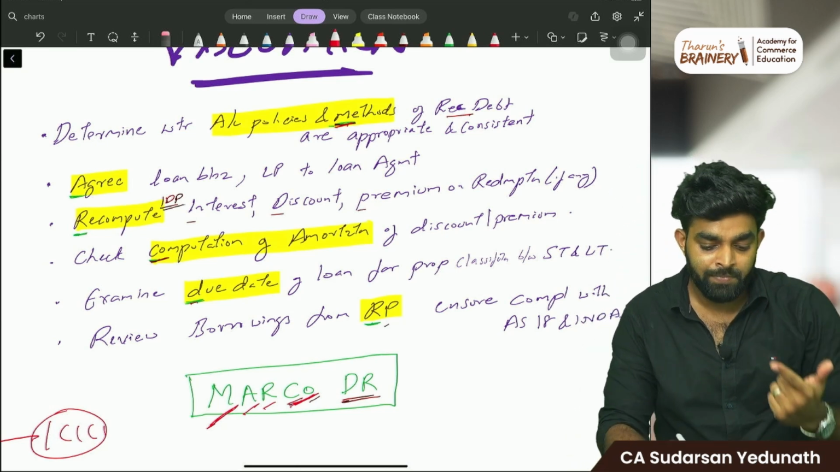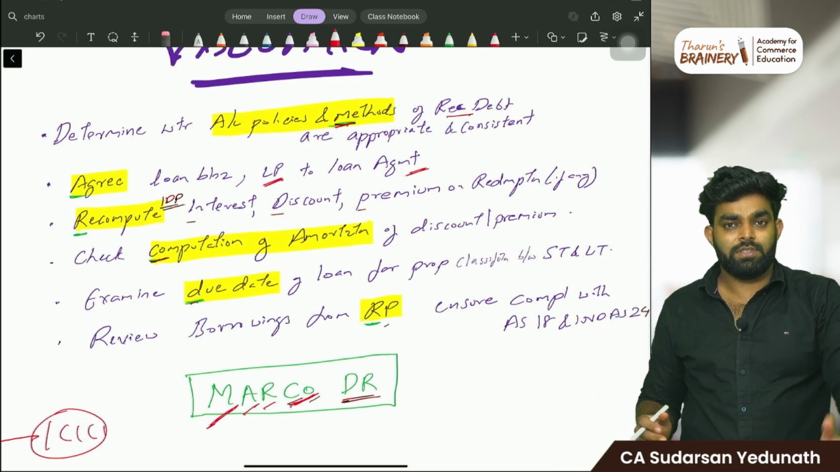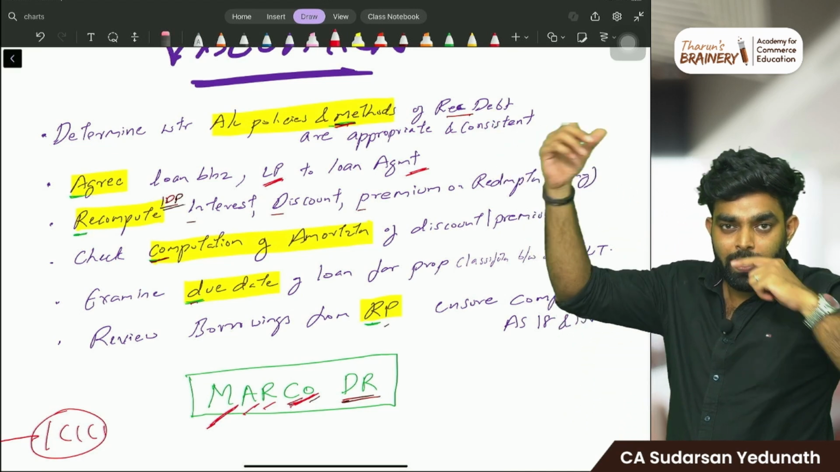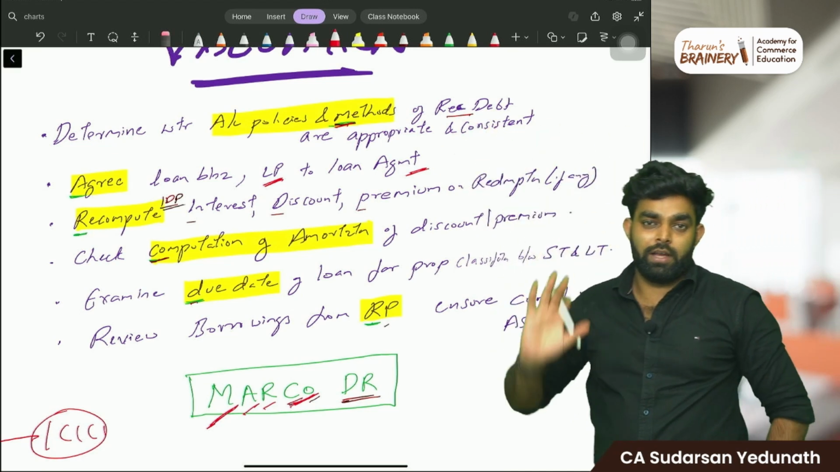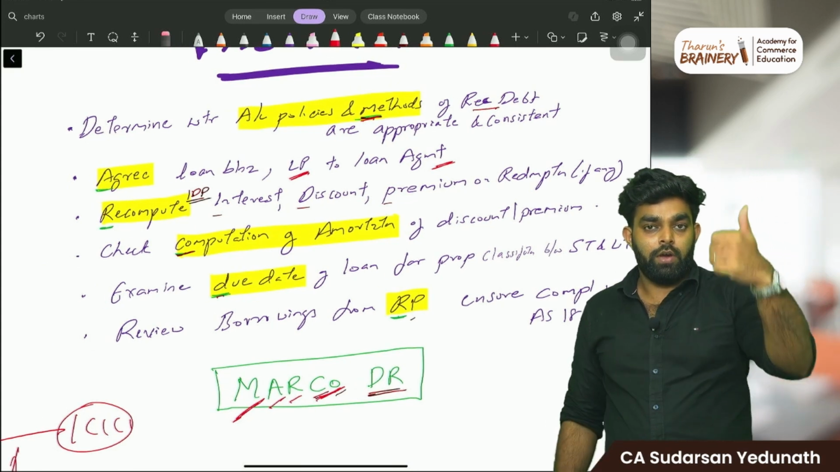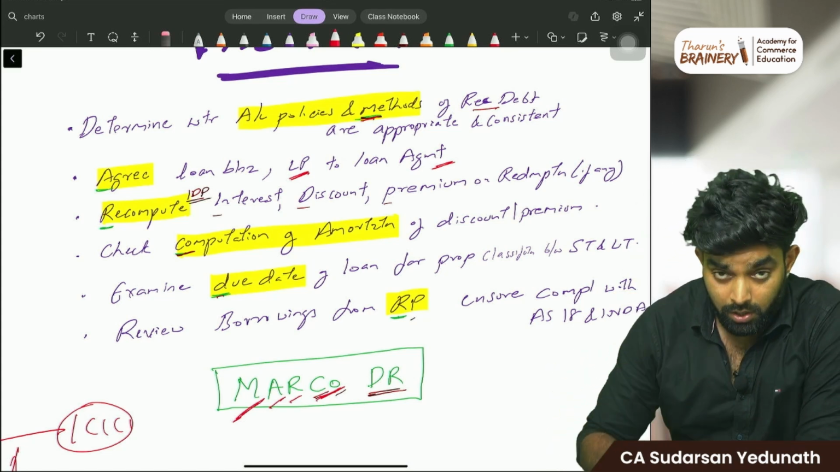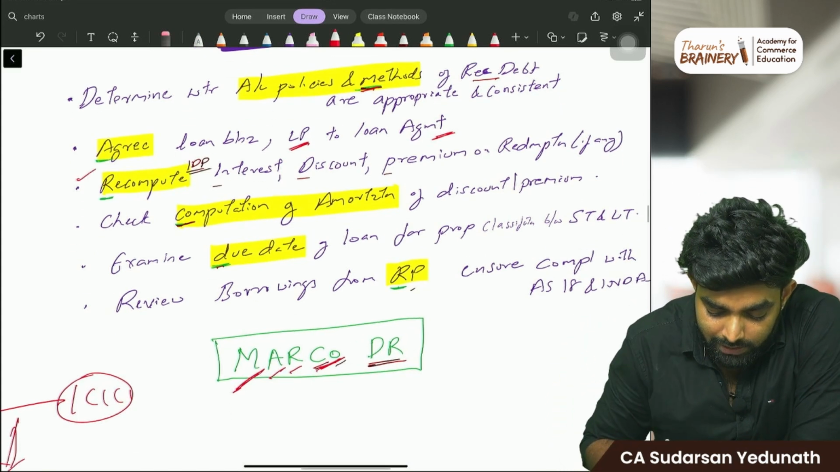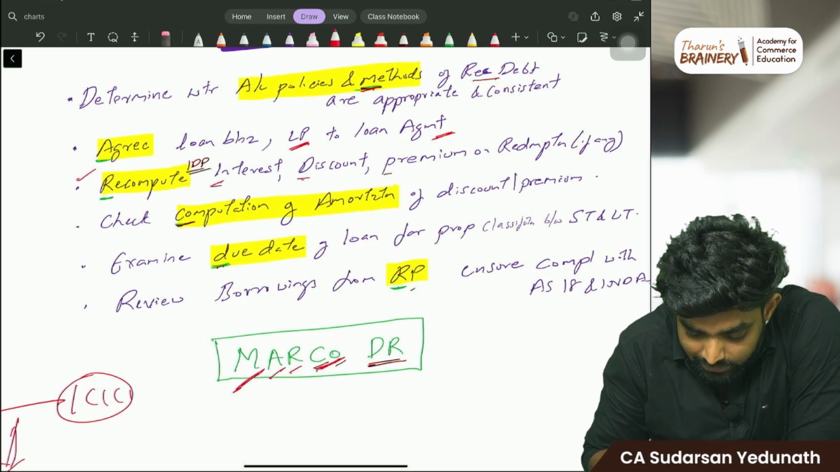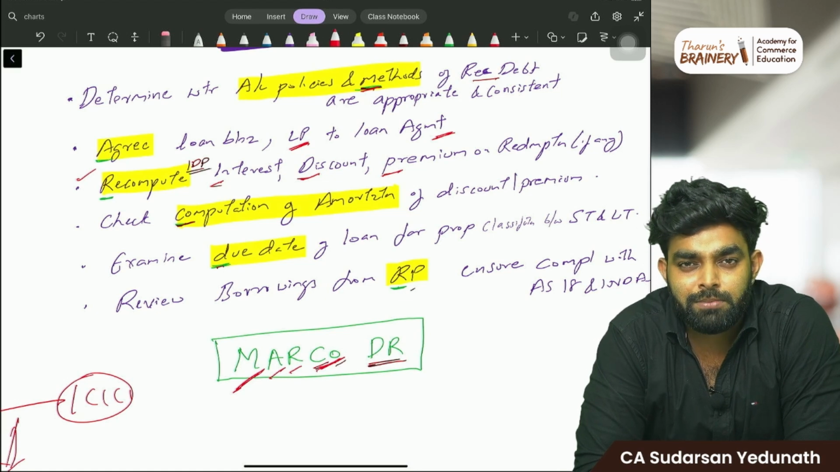A: agree the loan balance, loan payable, to the loan agreement. The loan balance written here, the loan payable amount, should be the same as in the loan agreement. See whether both are in agreement. So Marco: M means methods and policies, A means agree loan balance, loan payable to loan agreement. R: recompute the IDP, that is, recompute interest, discount, premium on redemption if any.